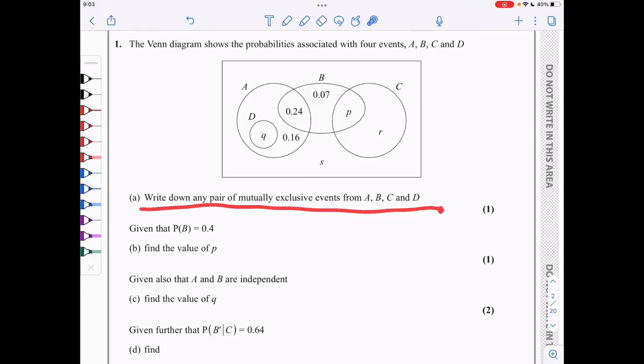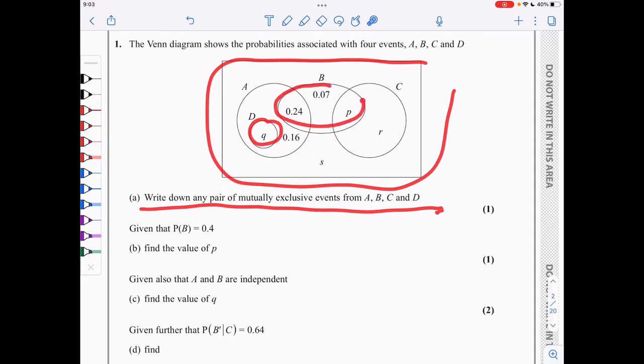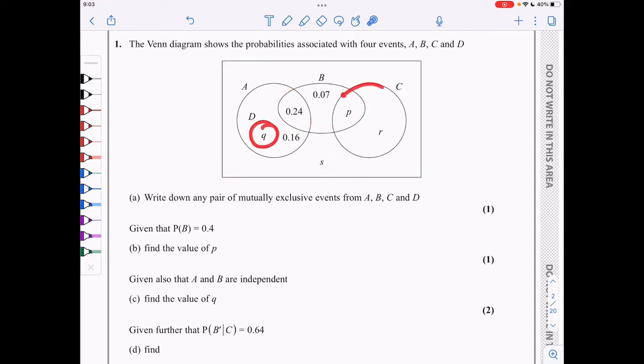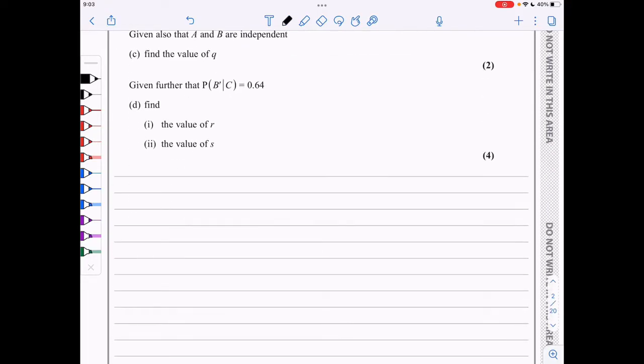Well, we know that mutually exclusive events are those that have nothing in common. So looking on the Venn diagram, we could pick D and B, or D and C, or even A and C. All of these are correct answers. So in part A, it could be A and C, or D and B, or D and C.